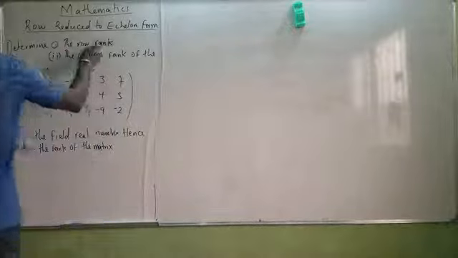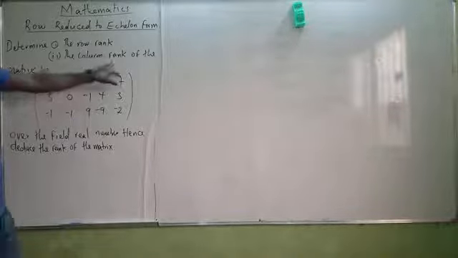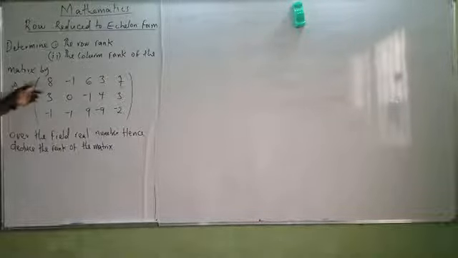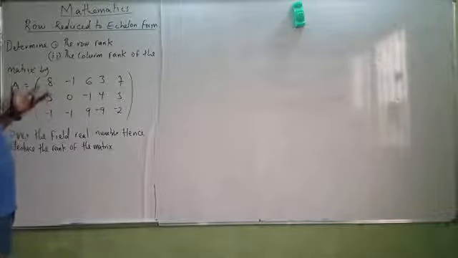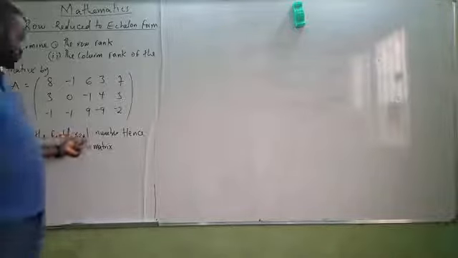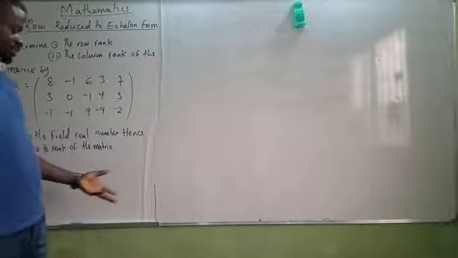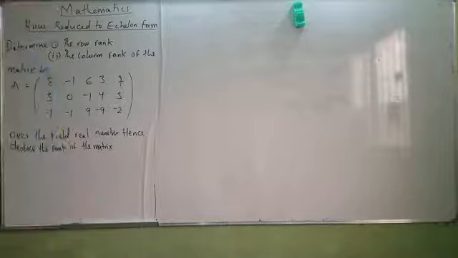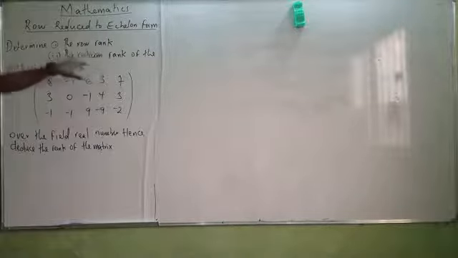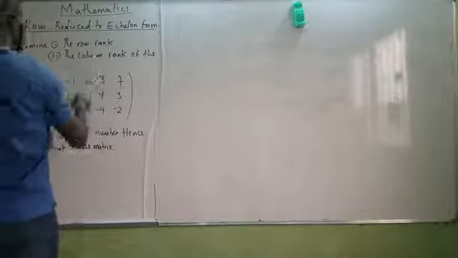Determine the row rank and the column rank of the matrix, which is this matrix. I have a 3 by 5 matrix over the field R, which is the real numbers. Hence, deduce the rank of the matrix. That is what I want to work on. By the end of this video, you will understand row rank and column rank.